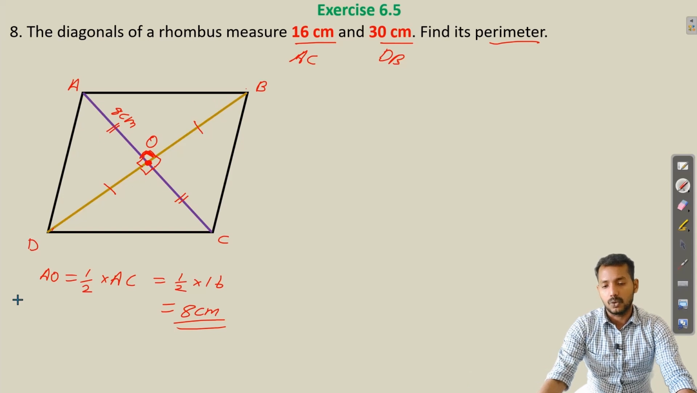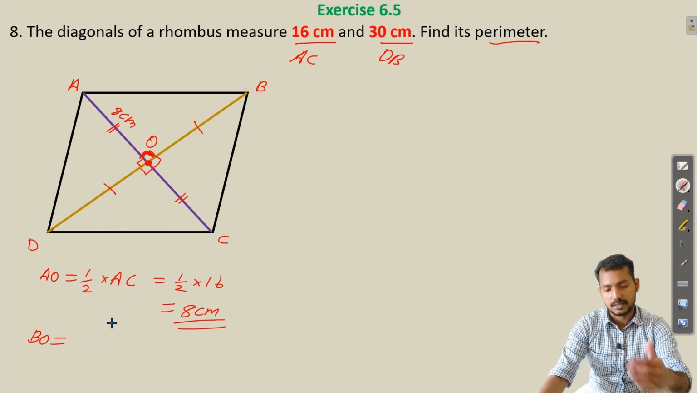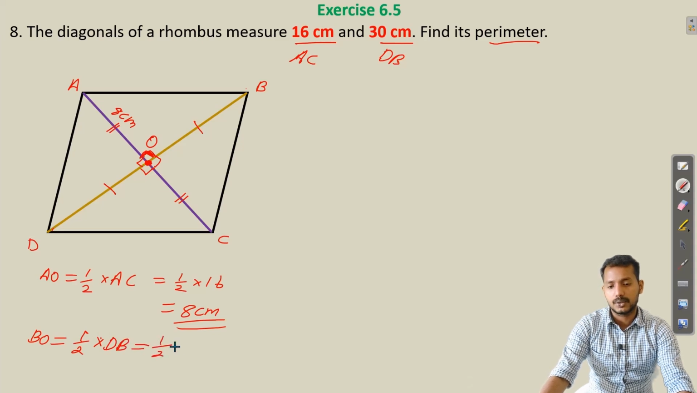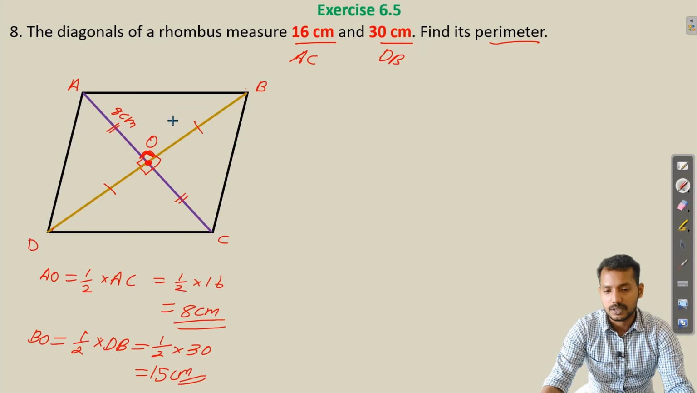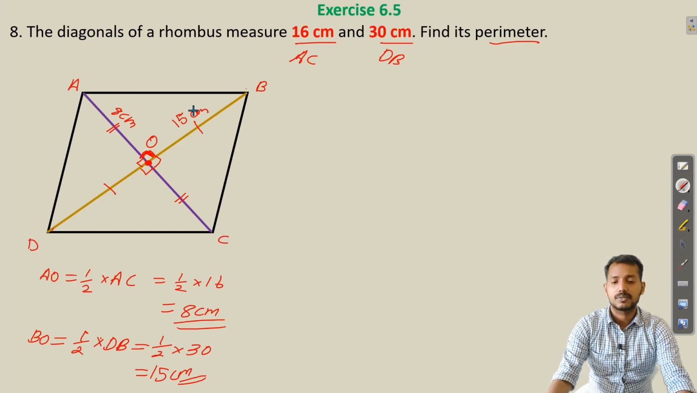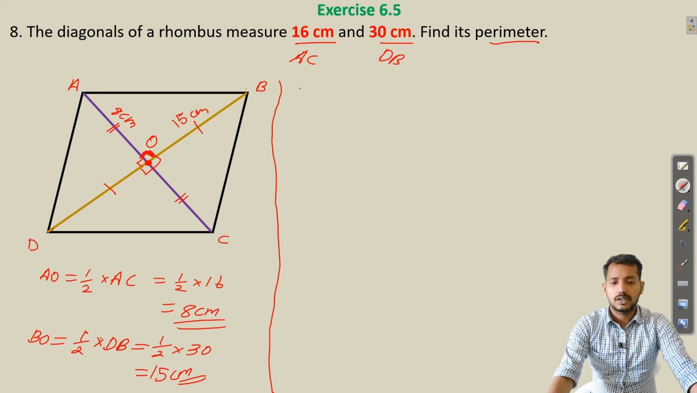Now let's take BO. What can you say about BO? BO is equal to half of DB, same as before. Which is equal to 1 by 2 into, what is DB here? 30 centimeter. Which is equal to 15 centimeter.